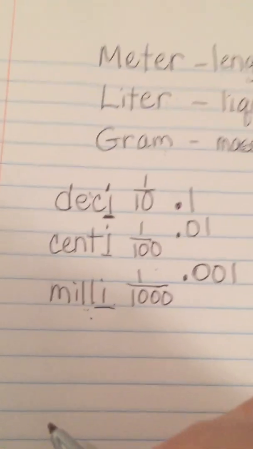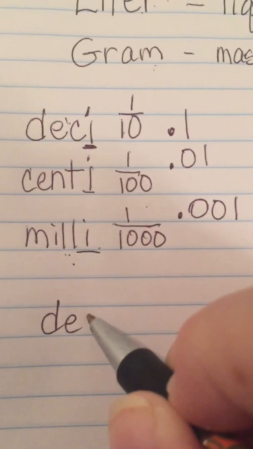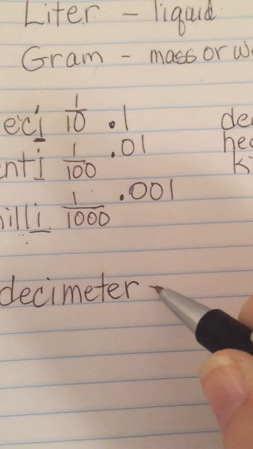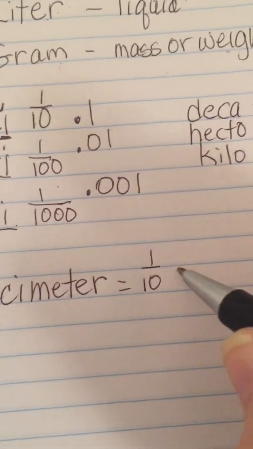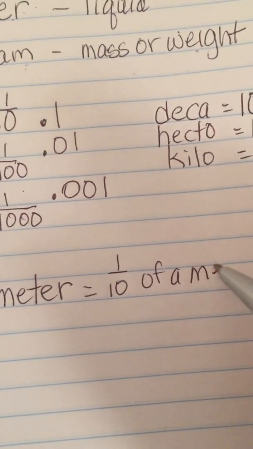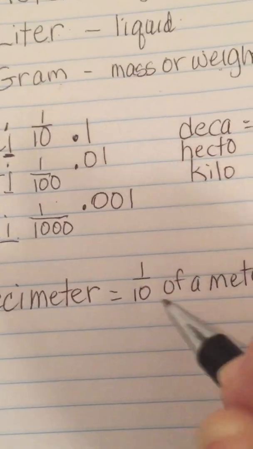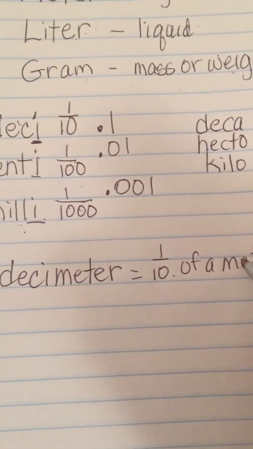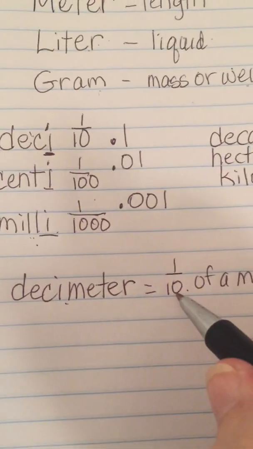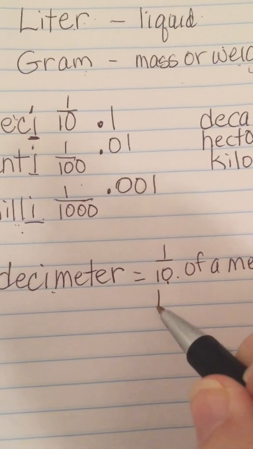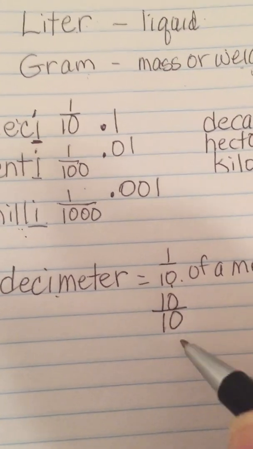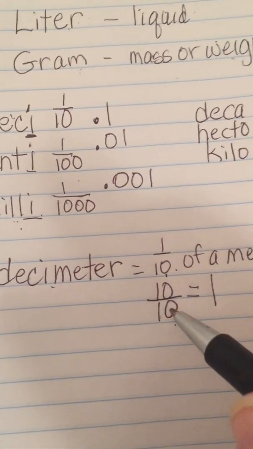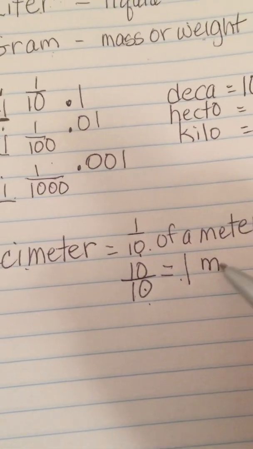So, if you have a decimeter, that equals 1/10 of a meter. Now remember, a meter stick is just a little bit longer than a yardstick. So to make a whole meter, how many decimeters would I have to have? I would have to have 10, because 10 over 10 equals what? Equals 1. So 10 decimeters equals 1 meter.